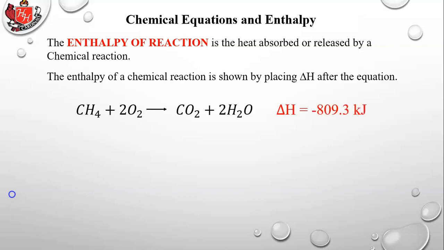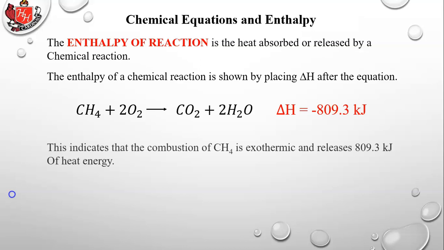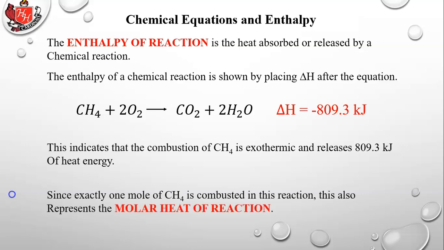So here's the combustion reaction for methane. You've seen this before. When 1 mole of methane is combusted, it releases 809.3 kilojoules of heat energy. This indicates that the combustion of CH4 is exothermic and releases 809.3 kilojoules of heat energy. Since exactly 1 mole of CH4 is combusted in this particular reaction, this also represents what is called the molar heat of reaction, the heat of reacting 1 mole of the substance.